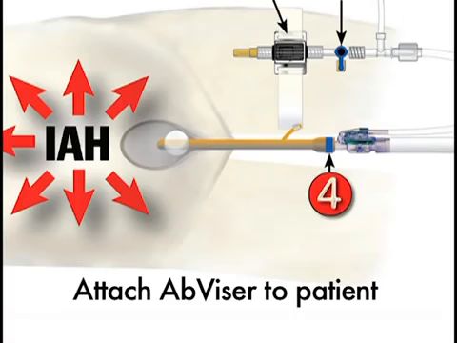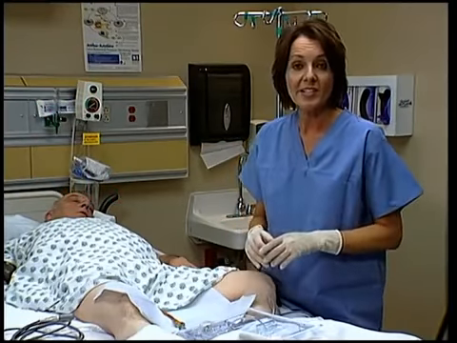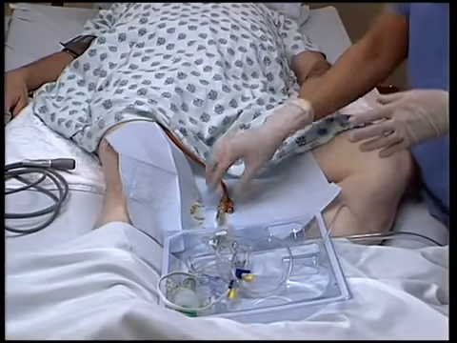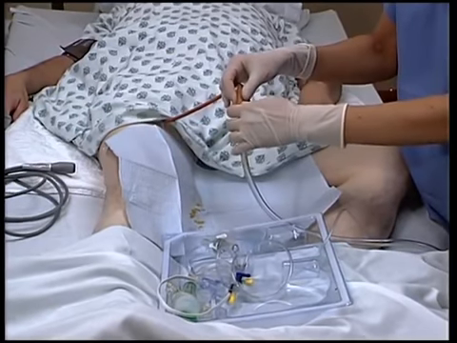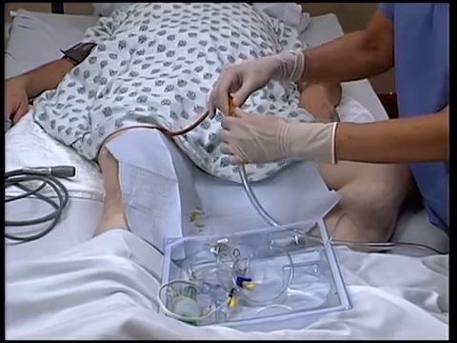It's now time to attach the AbViser to the patient. Put the AbViser tray with all the contents onto the bed between the patient's legs. Disconnect the Foley from the drain bag and hold both exposed tubes upright to prevent urine from leaking onto the bed.